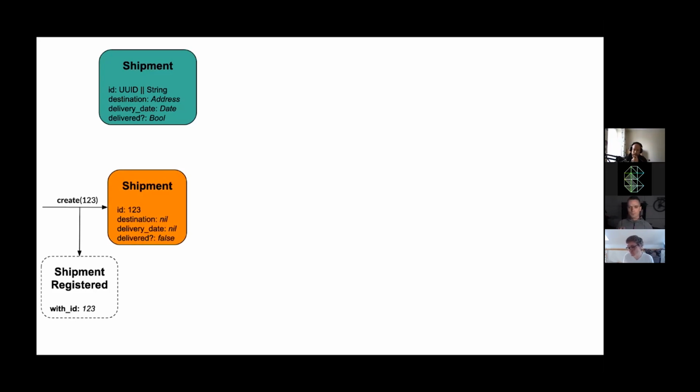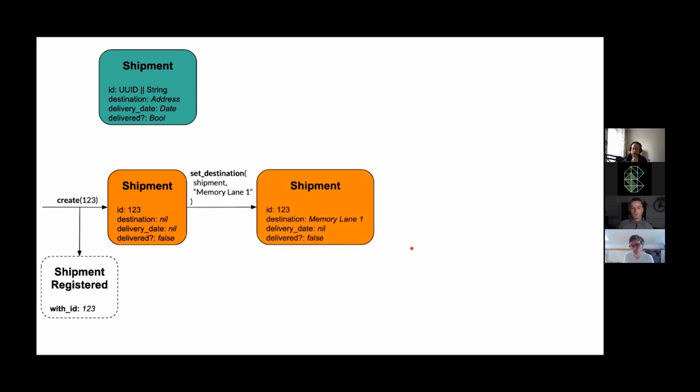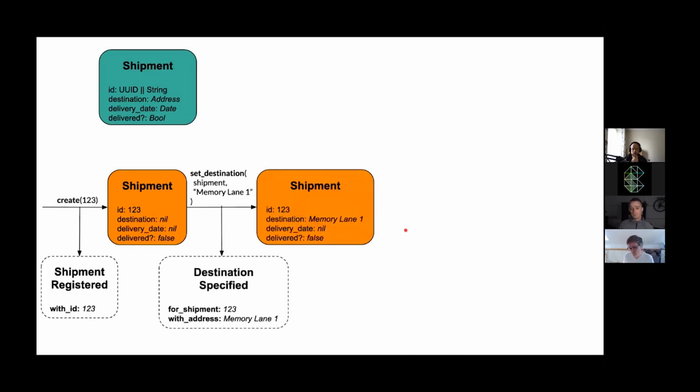So if you're a little bit into domain-driven design, you will see this is nice language that explains itself. So this event would be called shipment registered with ID 123. It's like a sentence. And then whenever you update that shipment entity, that object, for example here, you set the destination where you want the shipment to go to. You again create an event that has as a payload everything you need to recreate that state. So you say a destination was specified for the shipment 123 with an address Memory Lane 1, for example.